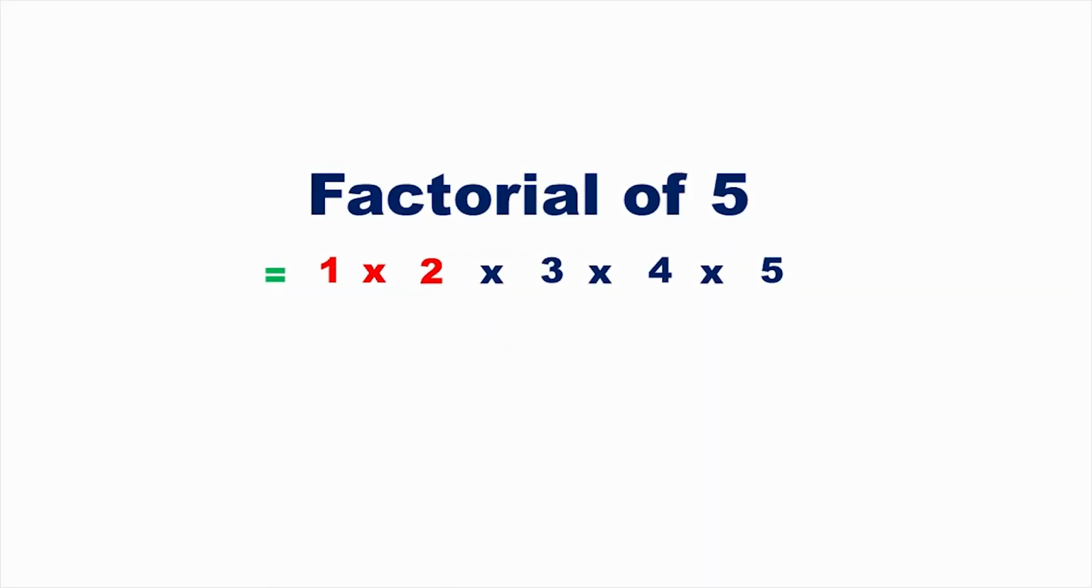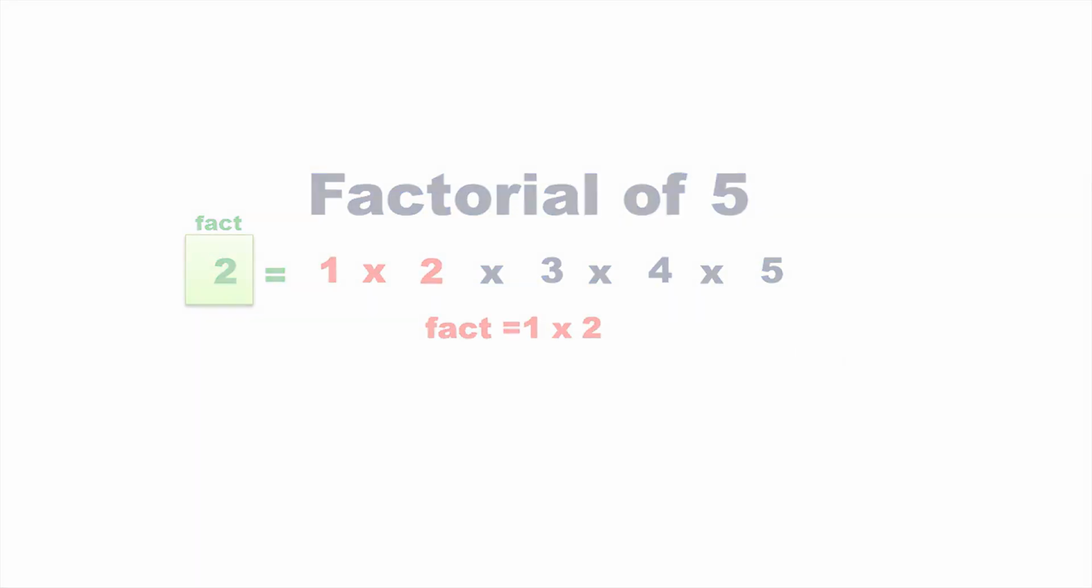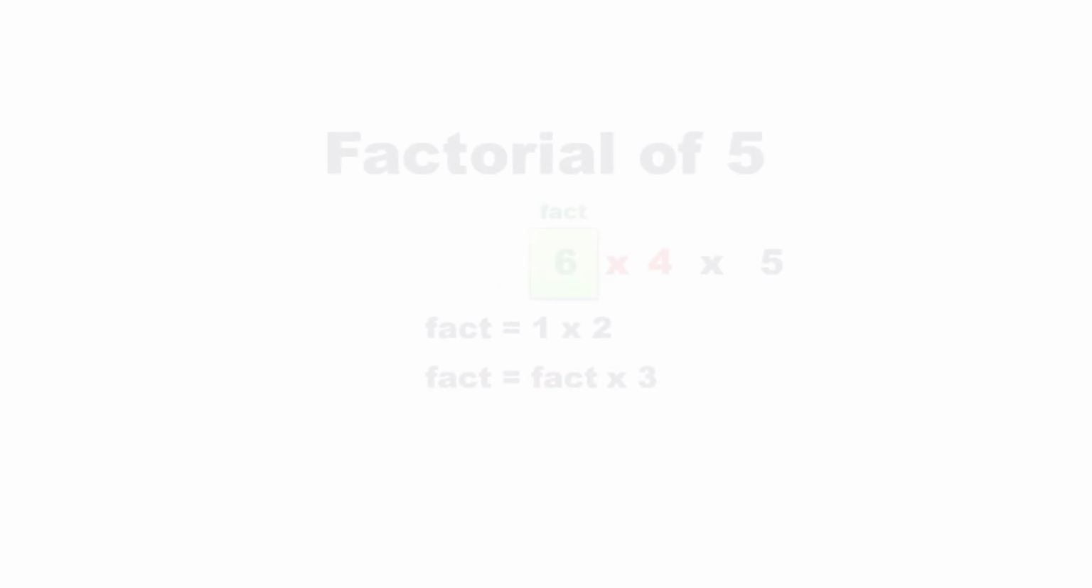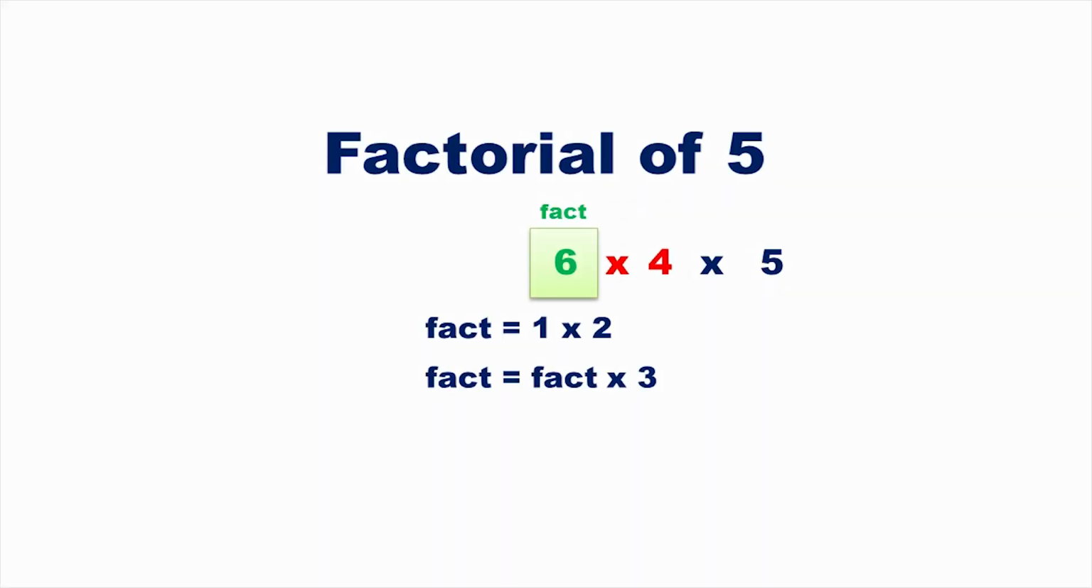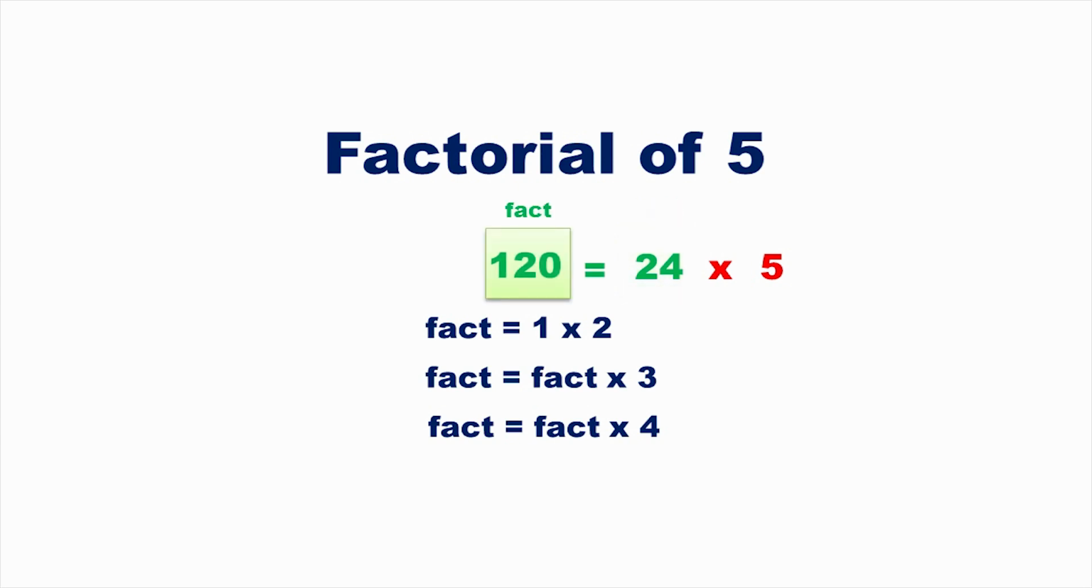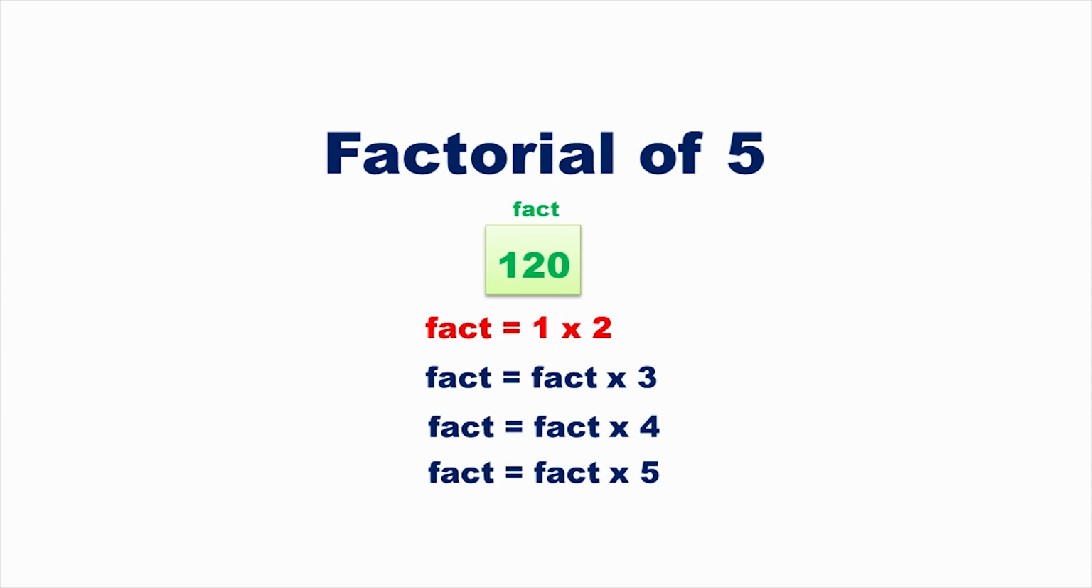The same logic we apply when we do the programming. Multiply 1 and 2 and the result is then stored in a variable called fact. That is fact equal to 1 into 2. The content of fact is multiplied by 3 and the result is then stored back in the same variable fact. That is fact equal to fact into 3. Multiply fact with 4 and store the result in fact. That is fact equal to fact into 4. Multiply fact with 5 and store the result in fact. That is fact equal to fact into 5. Now the factorial of 5 is stored in variable fact.